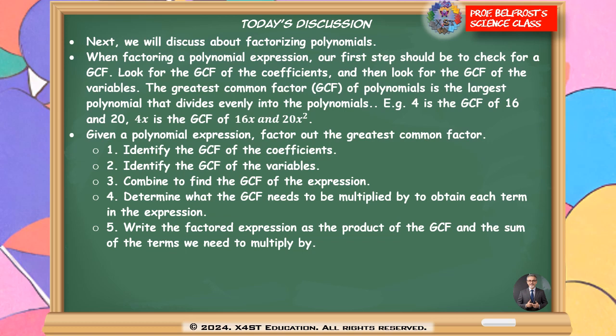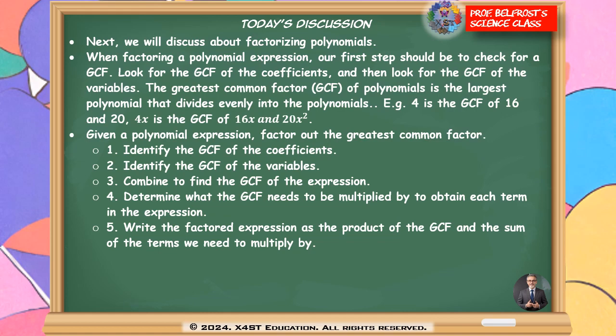Given a polynomial expression, to factor out the greatest common factor, we follow these five steps. Very easy. First, identify the GCF of the coefficients. Second, the GCF of the variables. Third, combine the GCFs to get the GCF of the expression. Fourth, determine what the GCF needs to be multiplied by to obtain each term in the expression. And fifth, write the factored expression as the product of the GCF and the sum of the terms we needed to multiply by.